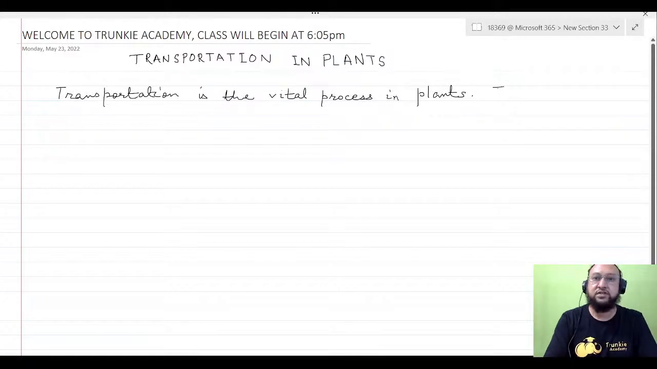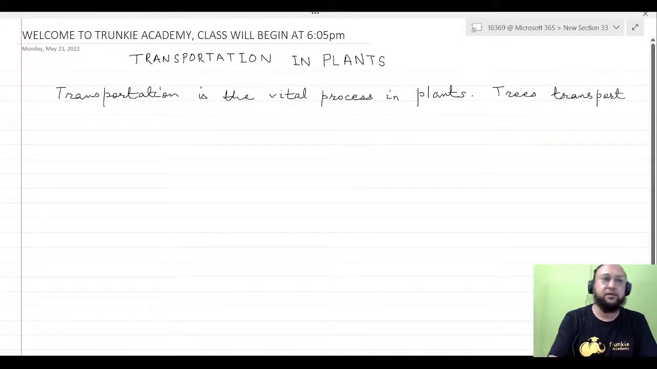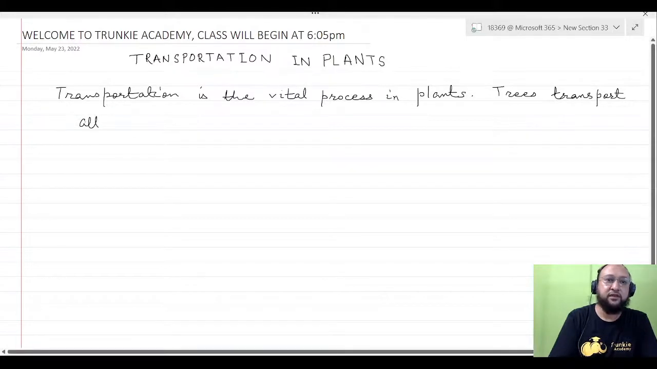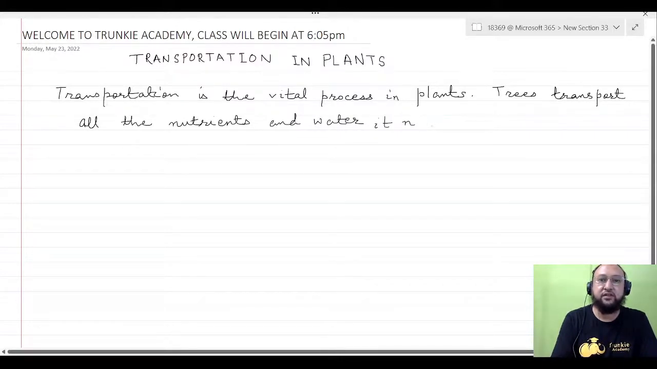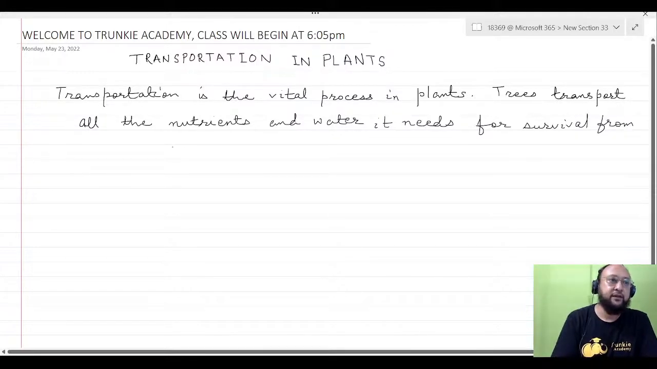Trees transport all the nutrients and water it needs for survival from its roots to the tip of the leaves.